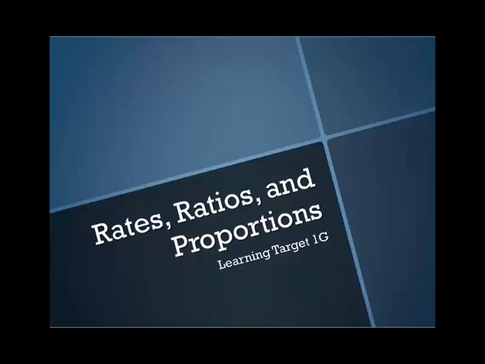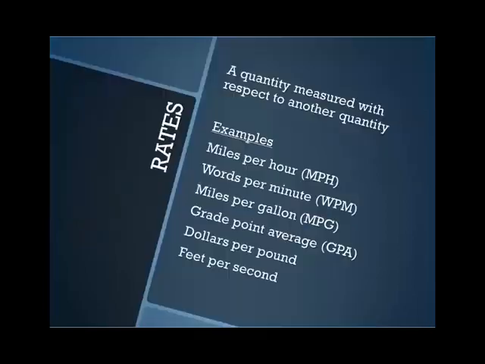Today's video, we'll be looking at Learning Target 1G, which is rates, ratios, and proportions. To begin, let's look at what is a rate. A rate is a quantity measured with respect to another quantity. Some common ones that you may already know of are miles per hour, words per minute, miles per gallon, grade point average, dollars per pound, and feet per second.